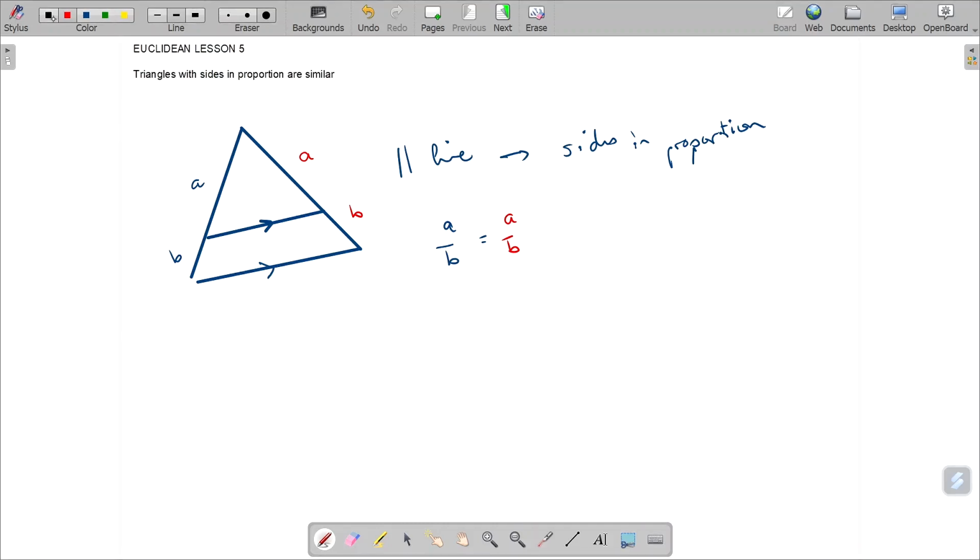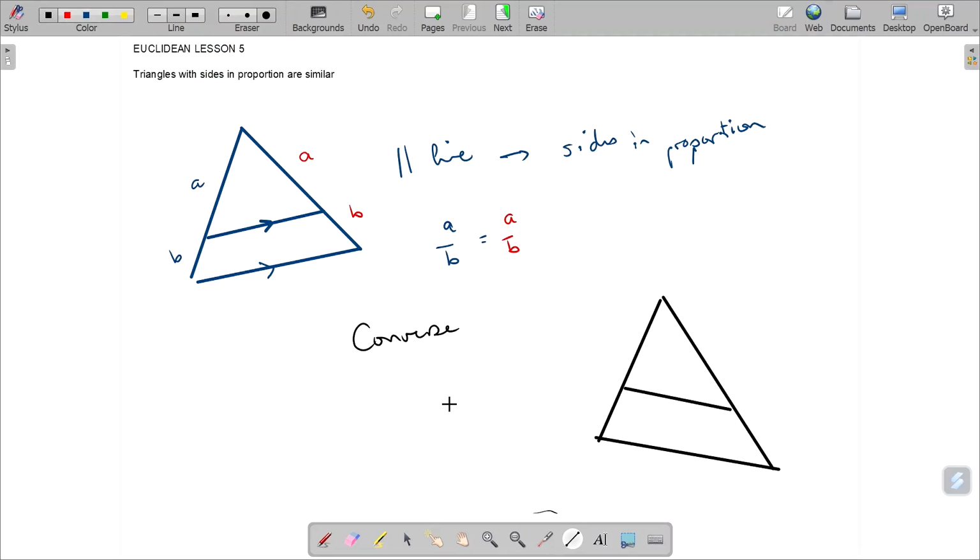Remembering that we then saw that the converse was that if we had a triangle where we knew that these two sides were cut in proportion, such that this was A and this was B, and this was A and this was B, so we knew that if the sides were in proportion, this led to the fact that the sides were going to be parallel to one another. So again, we're going to be looking at this for the current idea.